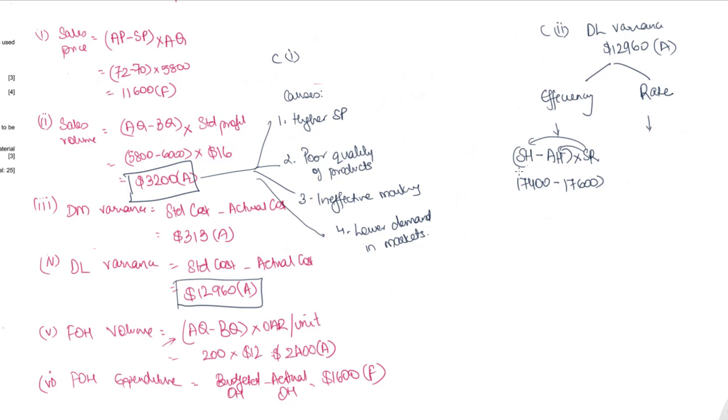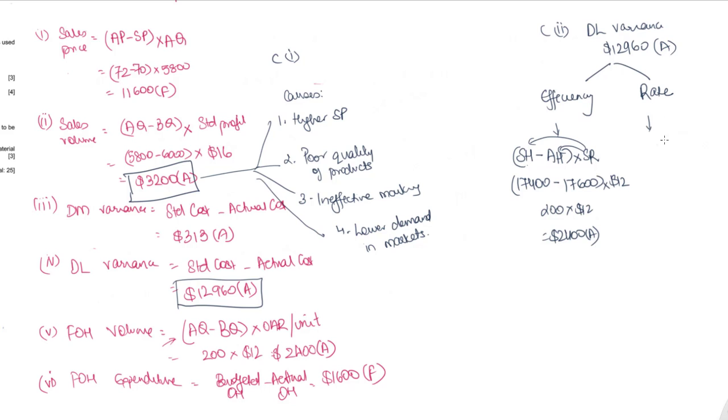Actual time taken 17,600. We can take the difference, multiply it with $12 per hour. That's the wage rate, standard wage rate. So 200 into $12, 2,400. This is also an alternate way of understanding and doing it. Adverse variance. Why adverse? Because actual time taken is more than the standard time.